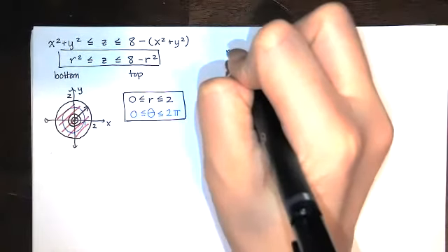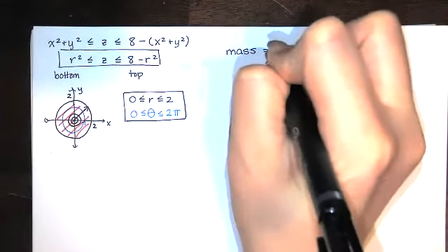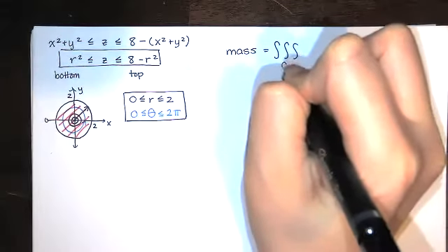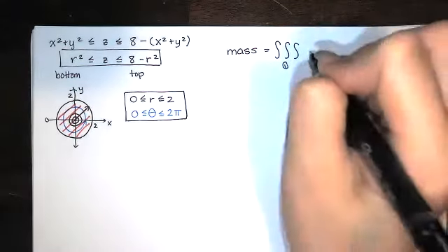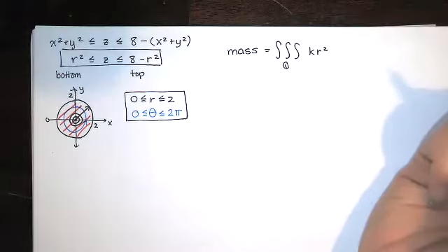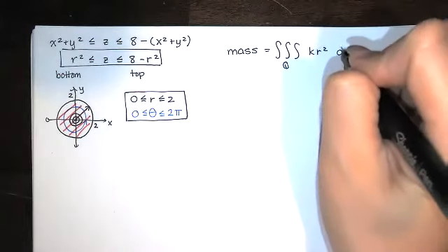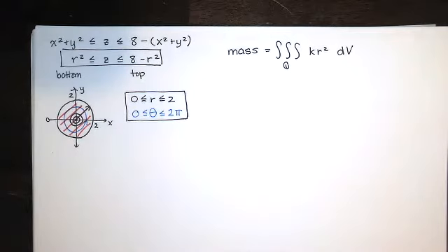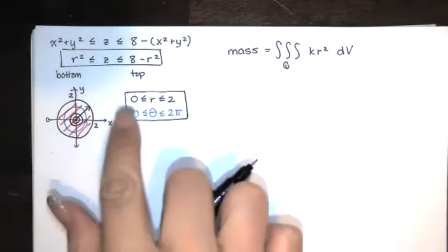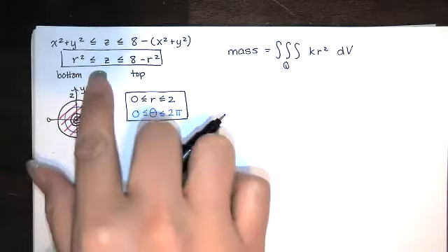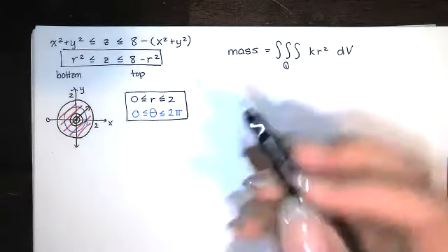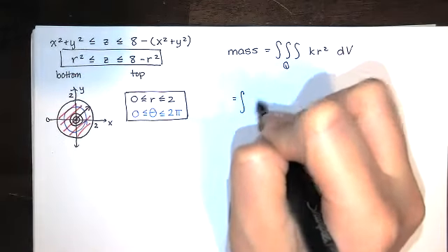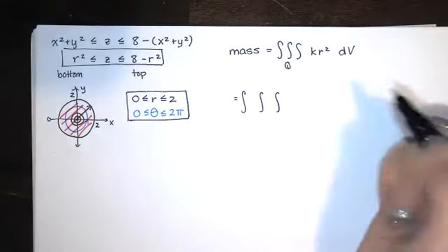So let's go back to our mass integral. Our mass integral is the triple integral, excuse me, of the density function, which we found earlier to be k r squared in cylindrical coordinates. And now we've got bounds for r and bounds for z, r and theta. So we can set up this integral.